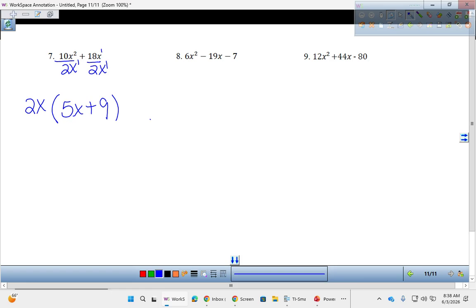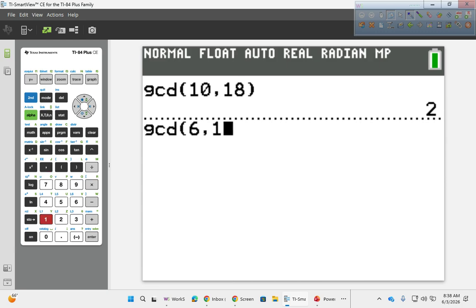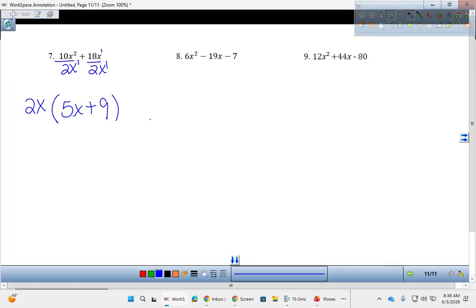Number 8 is 3 terms, but it might have a GCF. Do they all have variables? No. So I'm going to check 6 and 19, the first two numbers, and I can immediately see that they don't have a GCF. Right, so if that number's 1, then there's no GCF here. What about the last one? Do they all have a variable? No, but let's see if they have a GCF.